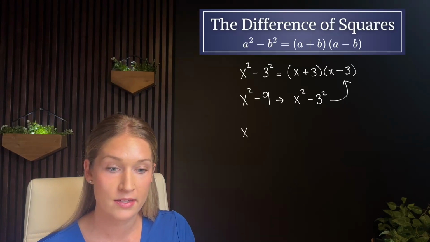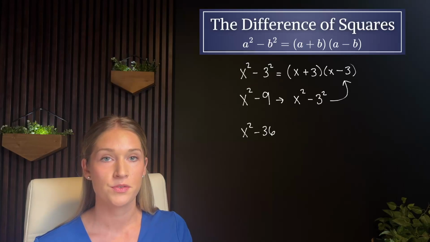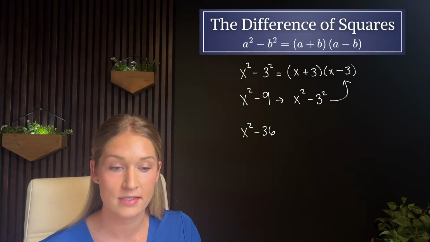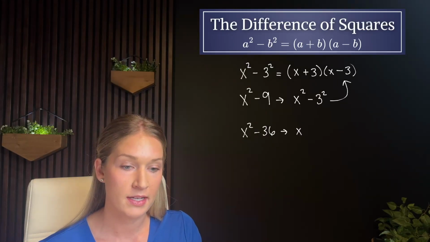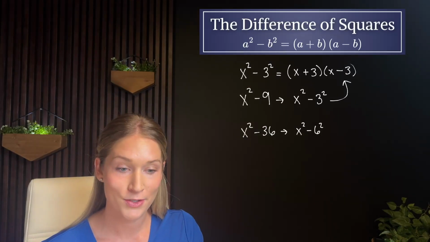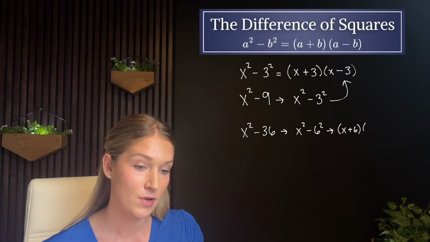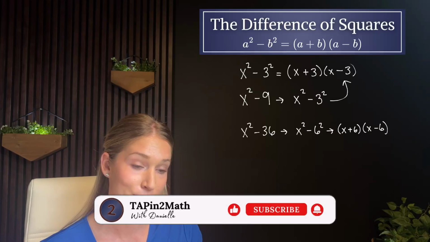So let me do one more. Maybe I've got x squared minus 36. Now again, I want to rewrite this as the difference of squares so that I can see what the bases are. So I'll rewrite it as x squared minus 6 squared. So now I can see that my bases are x and 6. So to factor, all I'm going to do is take those bases, I add them, and I subtract them, and that is my factored form.